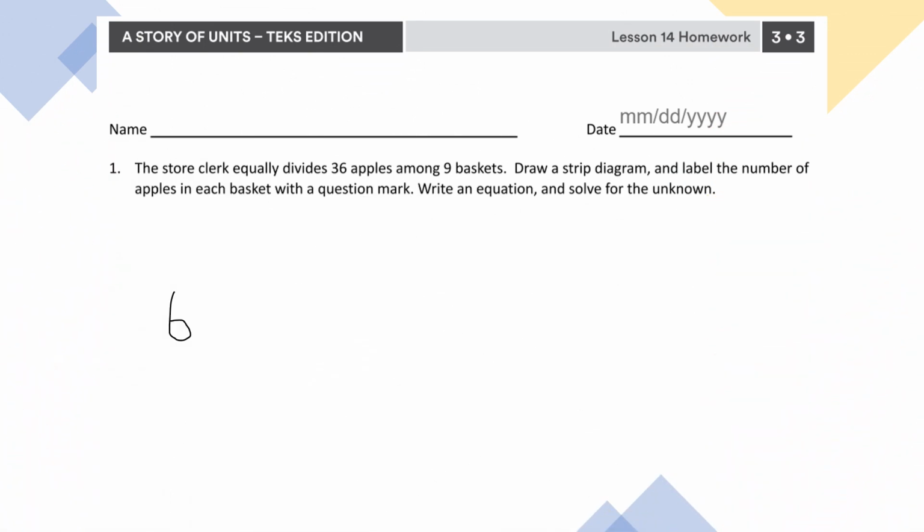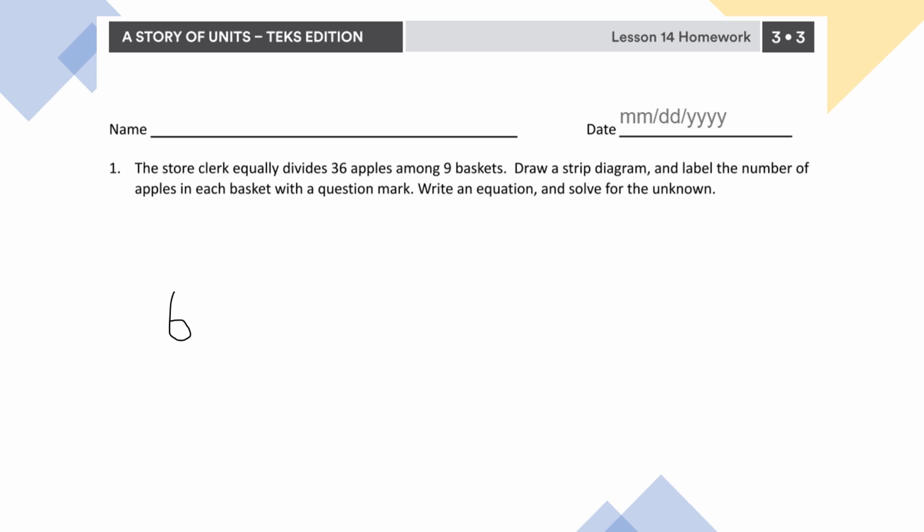It says the store clerk equally divides 36 apples among 9 baskets. Draw a strip diagram and label the number of apples in each basket with a question mark. Write an equation and solve for the unknown.